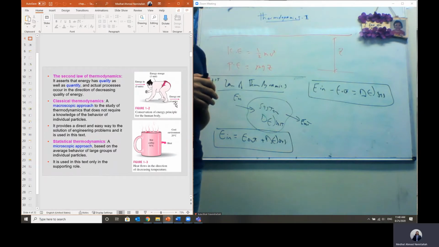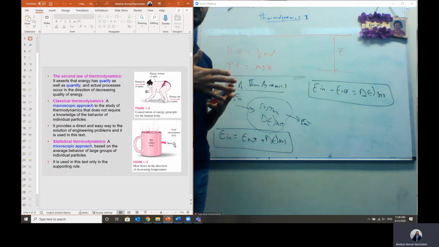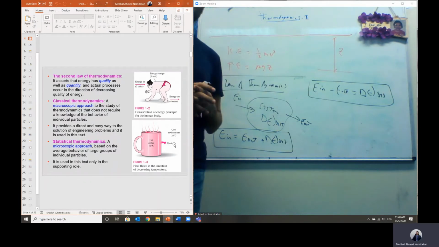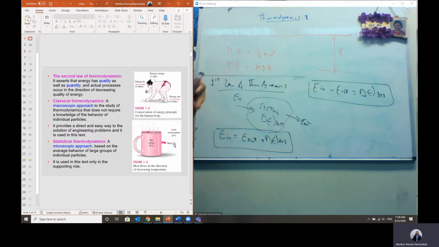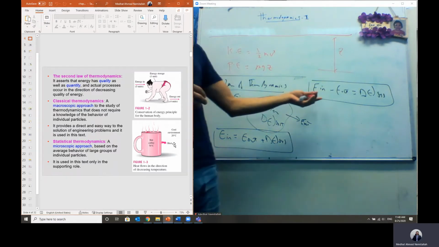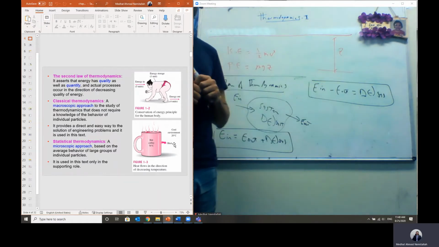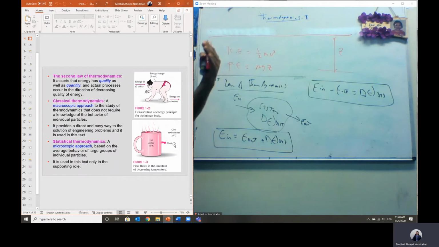Like this hot cup of coffee: we have a hot cup of coffee at 70 degrees C in a surrounding room at 20 degrees C. The direction of heat transfer will be from the hot cup of coffee to the low temperature surroundings. If you reverse the process, it cannot go, and the second law of thermodynamics will state this is an invalid process. But if you apply the first law to this invalid process, it will be satisfied because it is just an energy balance, just with a negative sign in this case. And this is the difference between the first and second laws of thermodynamics.